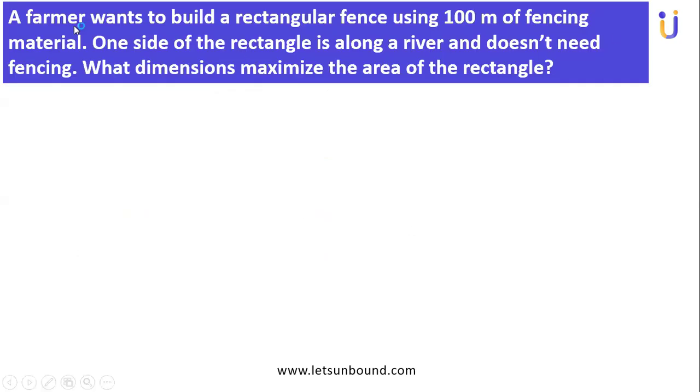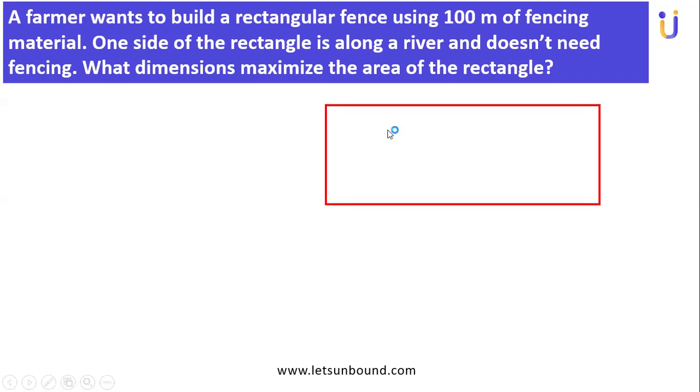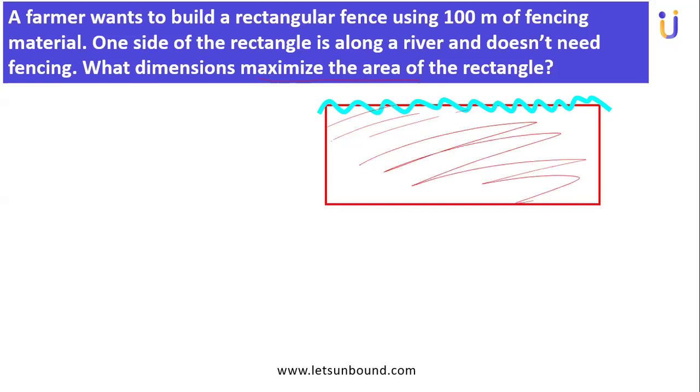A farmer wants to build a rectangular fence using 100 meters of fencing material. One side of the rectangle is along a river and doesn't need fencing. What dimensions maximize the area of the rectangle? Okay, we have a rectangle. You have 100 meters of fencing material. One side is along the river, which doesn't need fencing. Now I need to maximize the area. If there is a river, the perimeter will be affected, but the area is the complete thing. Area is still L into B.